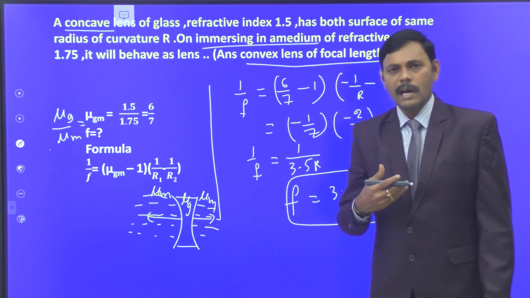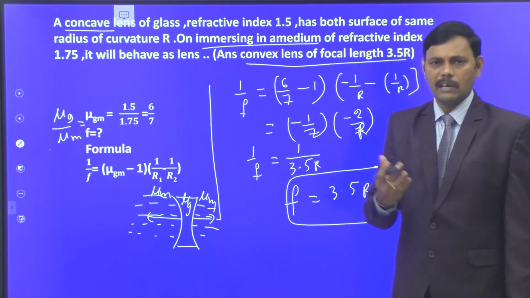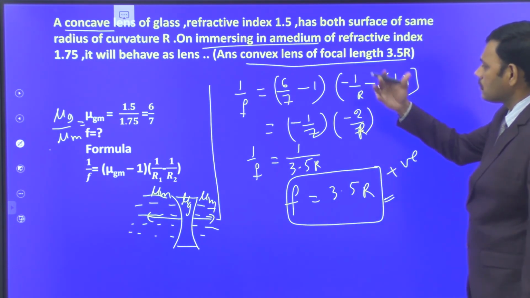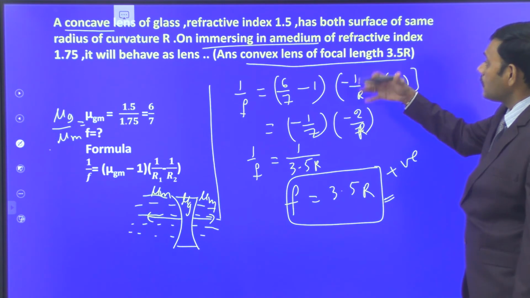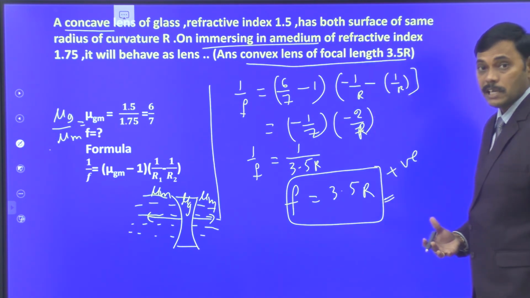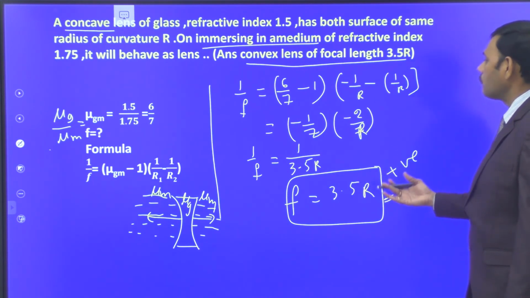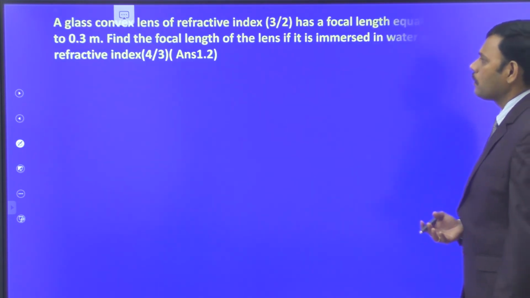Remember it. Concave lens has negative focal length, convex lens has positive focal length. So ultimately when this lens is kept in a medium having more refractive index, denser medium, the concave lens behaves as the convex lens. So let us move on to the next problem.